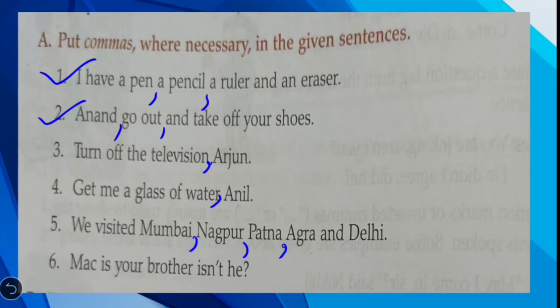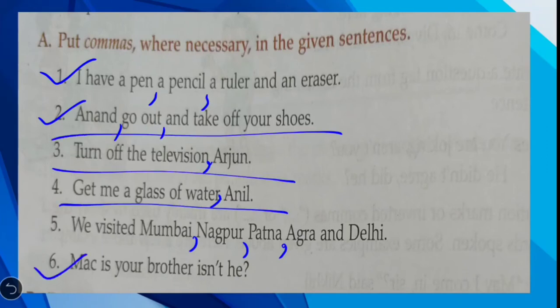Mac is your brother, isn't he? Now look at here, students. Don't be confused. Here, Anand, Arjun, Anil, you are saying something to these boys. But here, Mac is your brother, one sentence. So here a comma will not come after Mac. After Mac is your brother, a comma separates the question tag from the sentence: Mac is your brother, comma, isn't he? I hope students it's clear to you. Now we'll move to another exercise, exercise number B.